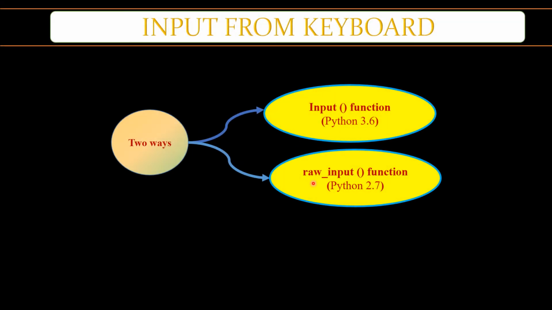How are we going to get an input from the keyboard? Here we can get an input from the keyboard in two ways. One is the input() function and another one is the raw_input() function. In Python 3.6 version we can use the input() function, whereas in Python 2.7 version you can use the raw_input() function. So I have given an example for both. Now let us see that.